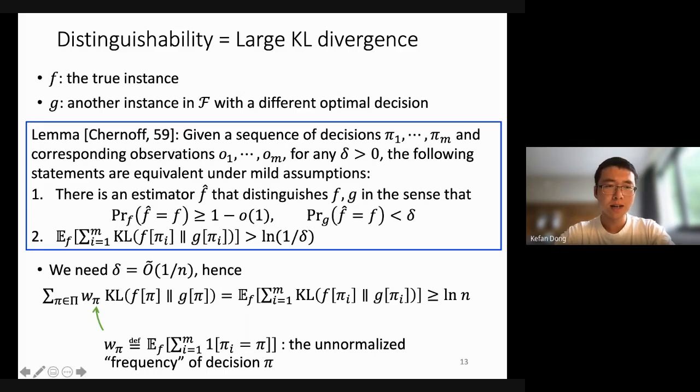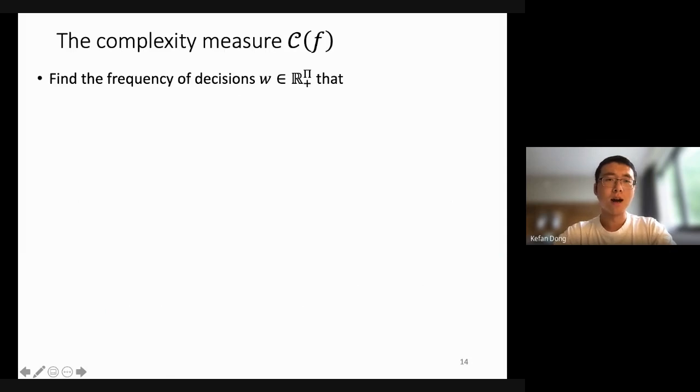Here, the weight, W of pi, is just the expected number of times we execute a decision pi. And this is the unnormalized frequency of executing a decision pi. Okay, so finally, our complexity measure is a kind of optimization problem that tries to find the best frequency of decisions. So we have two conditions for the frequency. First, we want to minimize the regret.